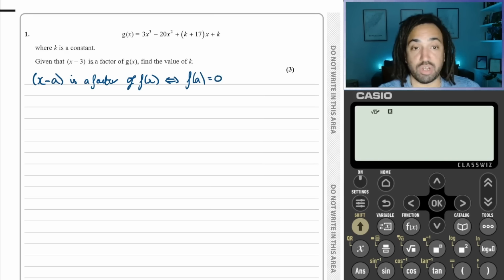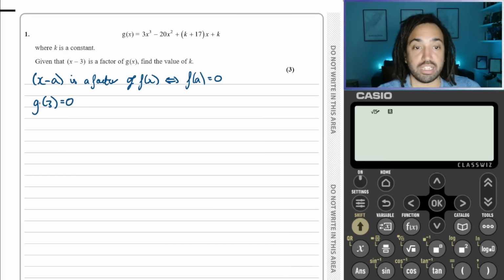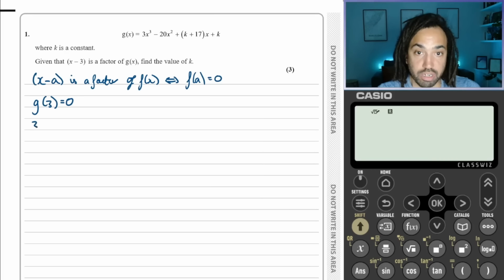So in this case, we've got x minus 3 is a factor of g of x, so that tells us that g of 3 should equal 0. And to find g of 3, we just substitute 3 into this function here. So I'm going to write 3 lots of x, I'm going to replace with a 3 cubed minus 20, 3 squared plus, and let's just expand this out.